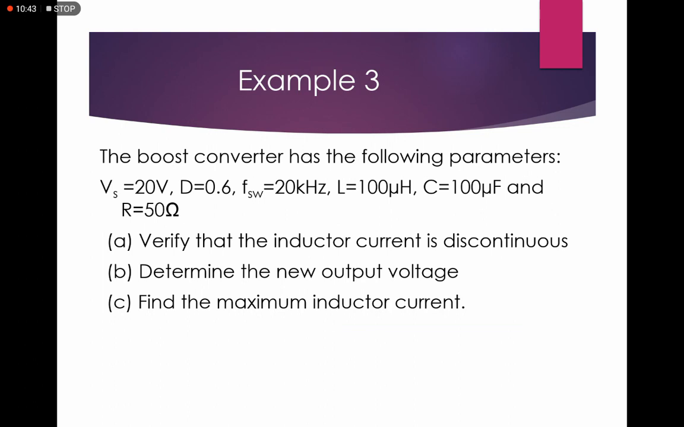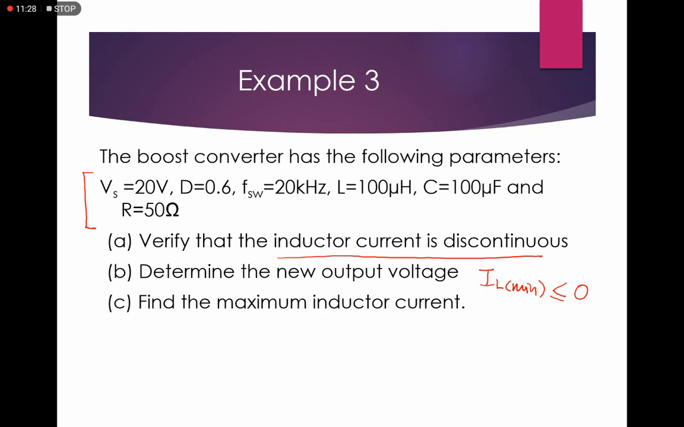Alright, so this is example number 3. In this example we are referring to the boost converter in DCM mode. Given this set of parameters over here, you need to verify that the inductor current is discontinuous. You need to prove whether the inductor current is discontinuous by means of inductor current. So you need to show that your IL min must be 0 or less than 0. This will prove that your inductor current is discontinuous.